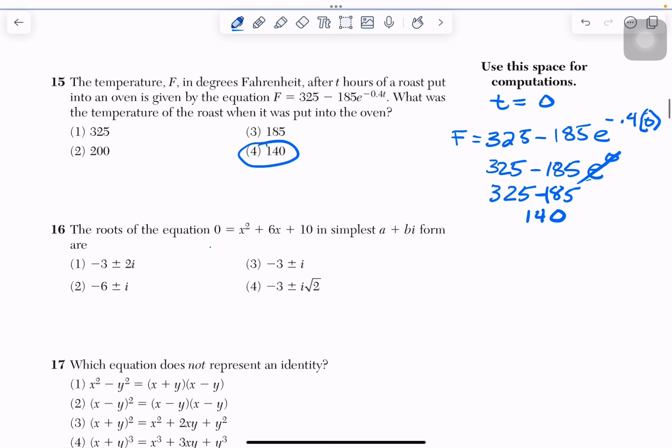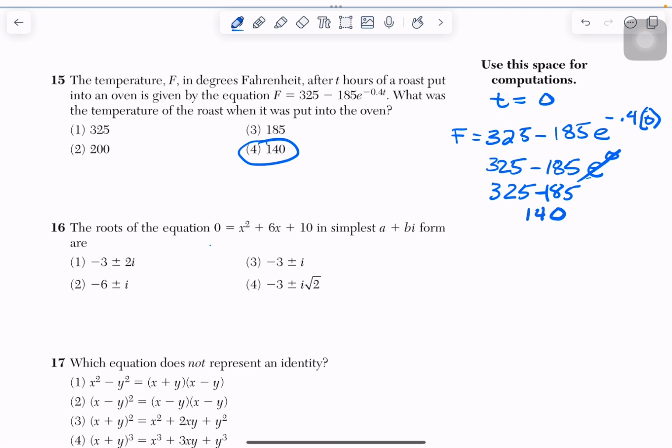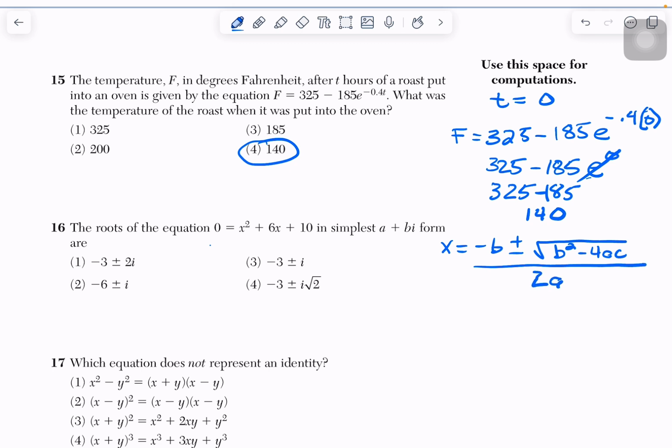All right, so when you see something that is either in simplest radical form or simplest a plus bi form, you have to use the quadratic formula. It's on the reference table, the last page in the book. So make sure you look there. And this is x is equal to negative b plus or minus the square root of b squared minus 4ac, all of this over 2a. Okay, so for this one, a is equal to 1, the coefficient of the x squared term. B is equal to 6, the coefficient of the linear term.